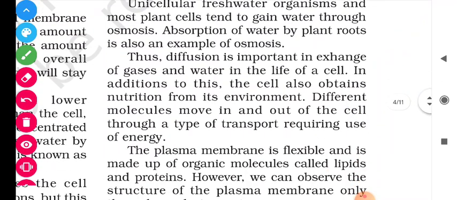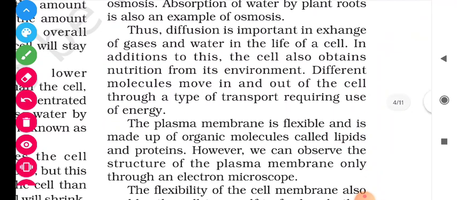Thus, diffusion is important in the exchange of gases and water in the life of a cell. In addition to this, the cell also obtains nutrition from its environment. Different molecules move in and out of the cell through a type of transport requiring use of energy. Means the cells of animals and plants can take in or take out any kind of material through these two processes. First is diffusion, second one is osmosis.